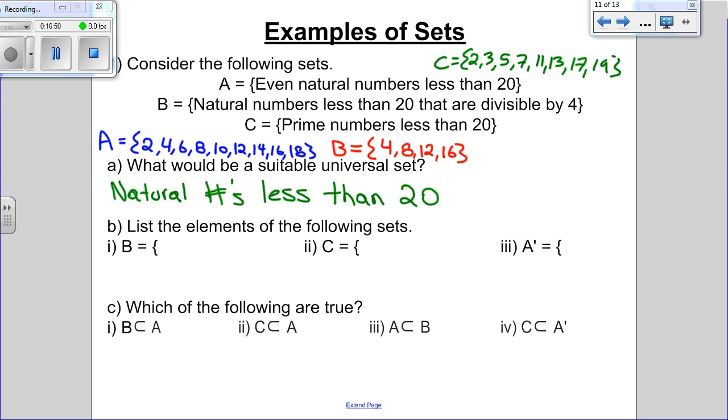Alright, list the elements of the following sets. So, what all is in set B? Well, we wrote it over here. It's 4, 8, 12, 16.